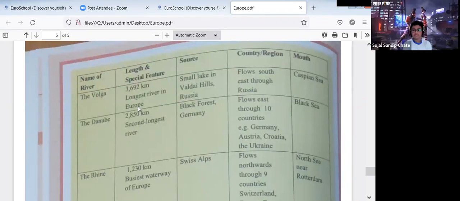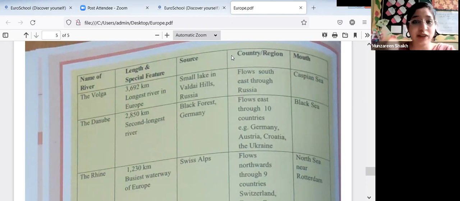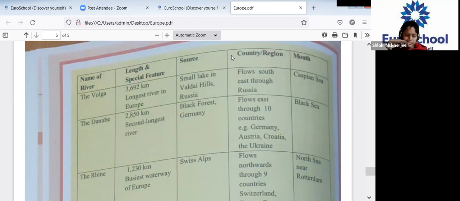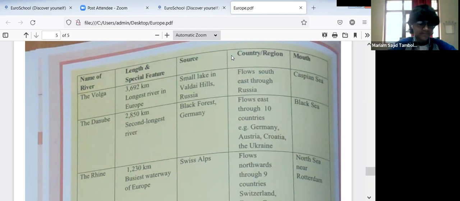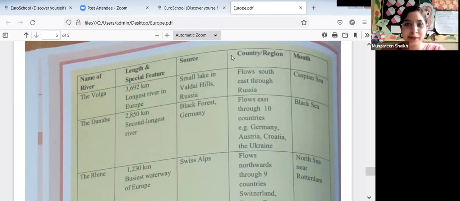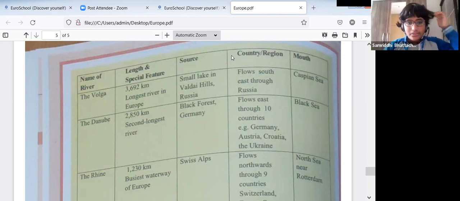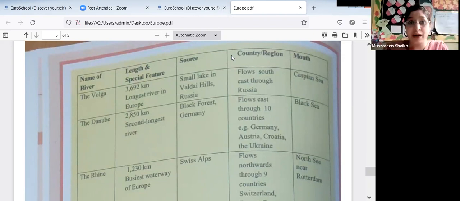First river is what? Volga. Underline. First river Volga. They should do this for every continent, ma'am, like this tabular form. It was not there for Africa. Ma'am, we can do this on our own. But still, I'm very happy to know that you all remember all those facts, although it was not in tabular form for Africa. But it's good that here you have it in a tabular form.